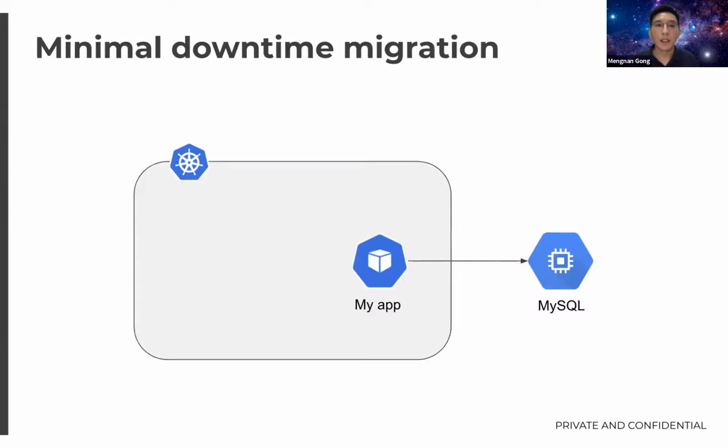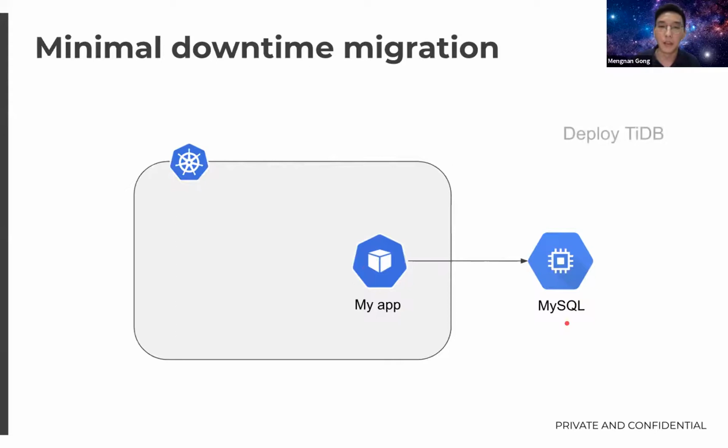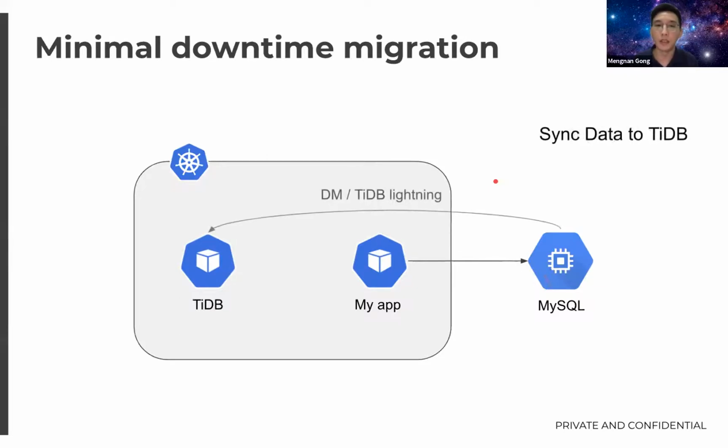And okay, here comes the last slide. Of course, we want a minimal downtime migration, considering we are delivering millions of parcels a day. So here is how we plan to do it. Firstly, you have the very basic setup of your application in Kubernetes, and you have a MySQL which is running on a VM. The first thing you want to do is, of course, deploy TiDB. And after you've done that, you need to sync the data to TiDB.